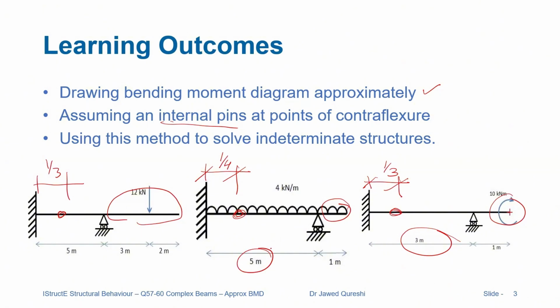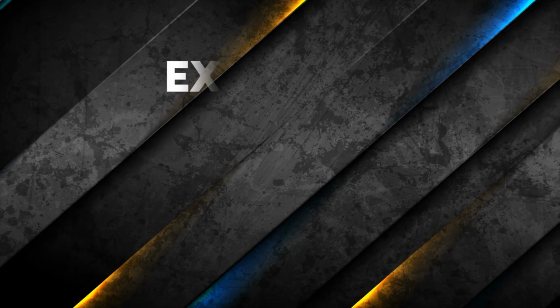But remember that these are assumptions. If you carry out detailed analysis of these indeterminate beams, then certainly these points will be slightly away from 1/3 to 1/4 of the span. But at least it saves our time and we can solve a structure without needing a computer, and we can also compare our results with the ones obtained from a computer as well. Here I will be solving 4 examples. Let's get started with the first example.